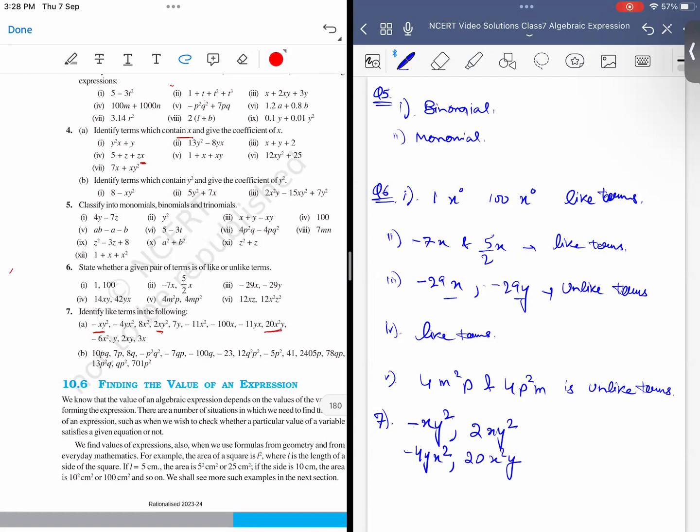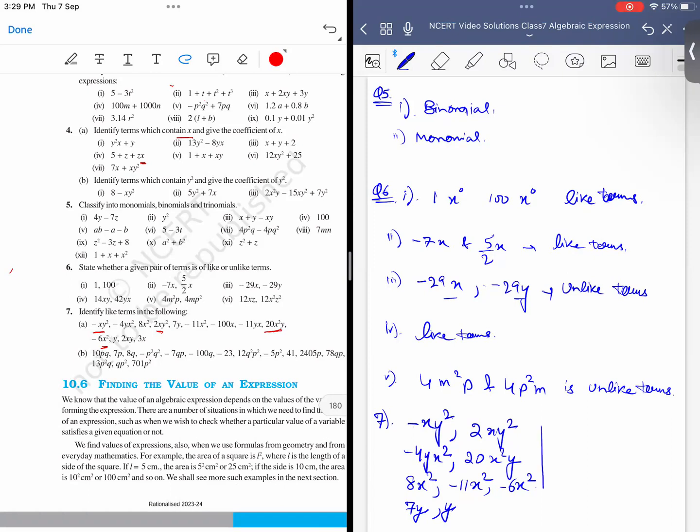No. Next, you see 8x square, x square factor. Which one? Minus 11x square. Then, yes, minus 6x square. Next, look for 7y. 7y is y simply.